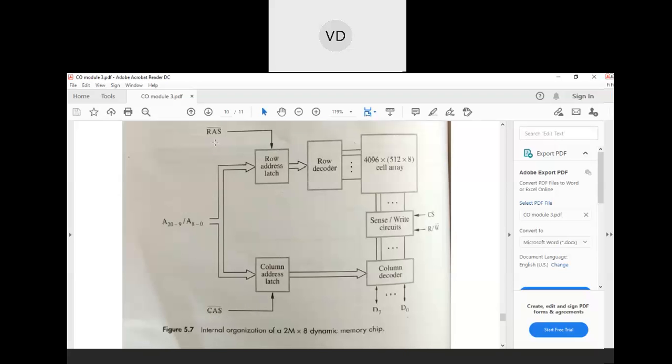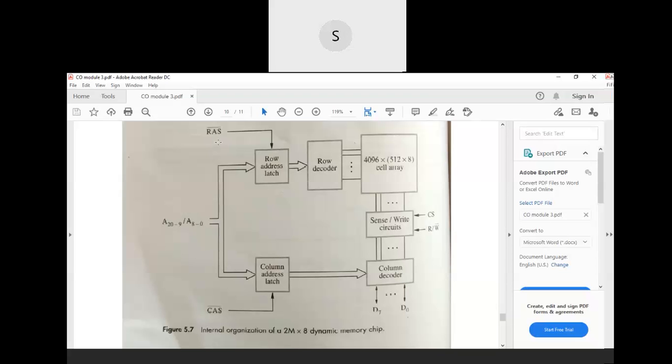What do you mean by negative logic? Can anybody tell me fast? What do you mean by negative logic? Anybody? I have told this many a time. Fast. What do you mean by negative logic? When it is zero, it is active.